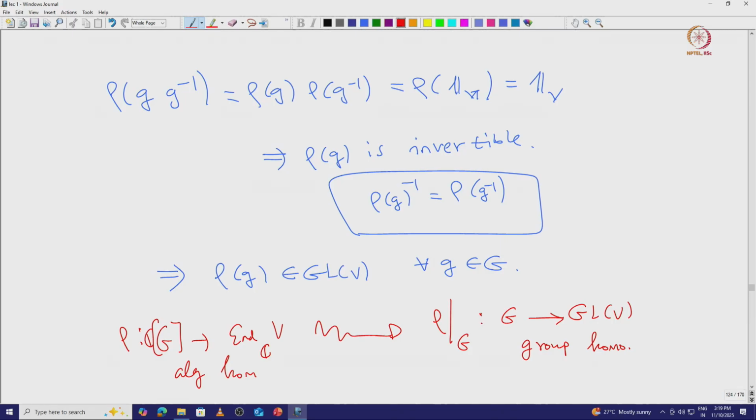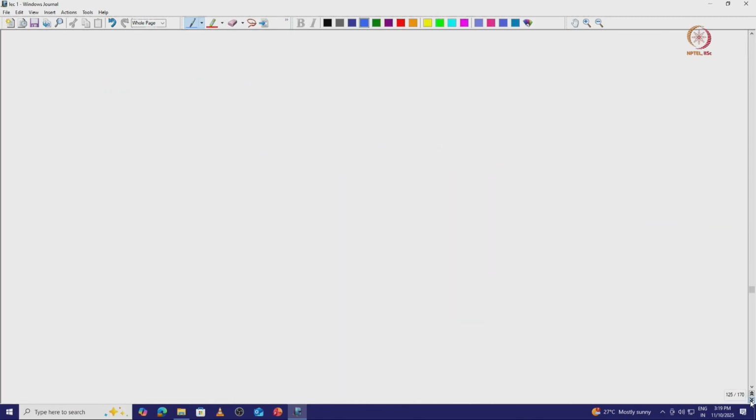So, that means from the definition of representations of CG, we get a definition of representation of the group G. This is what we are going to call representation of the group G. Now this association actually defines a map from representations of CG to the representations of G.